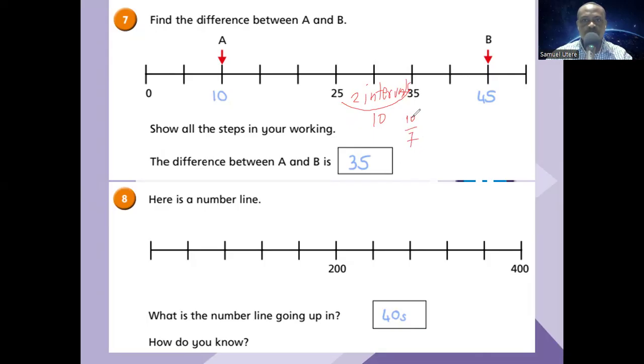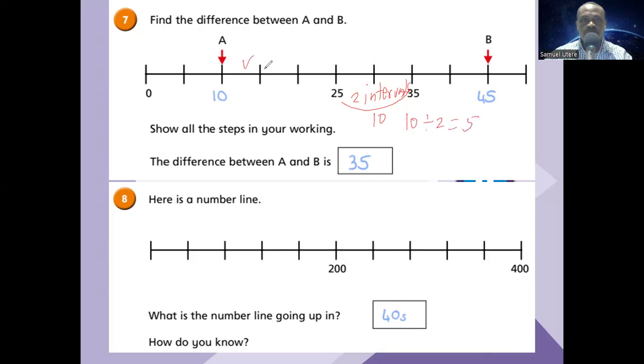Sorry. We have two intervals. So each interval is worth 5. So don't forget, I made a mistake there. So we do 10 divided by 2. So each interval is worth 5.